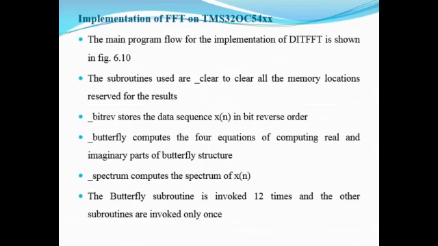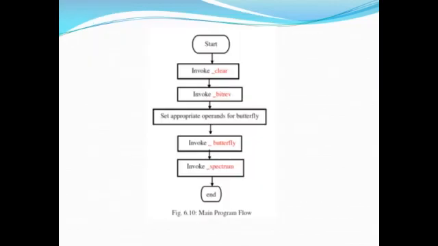Then spectrum, which computes the spectrum of x of n. So one is the main program for implementing it, then the subroutines: bit reversed storage program, butterfly computing task, spectrum computation. The butterfly subroutine is invoked 12 times and the other subroutines are invoked only once. It is invoked 12 times because there are several stages in the butterfly diagram.